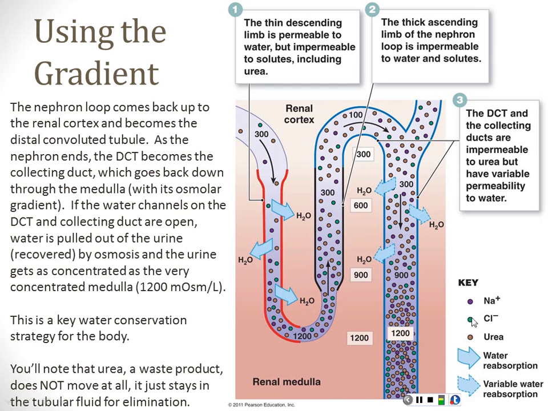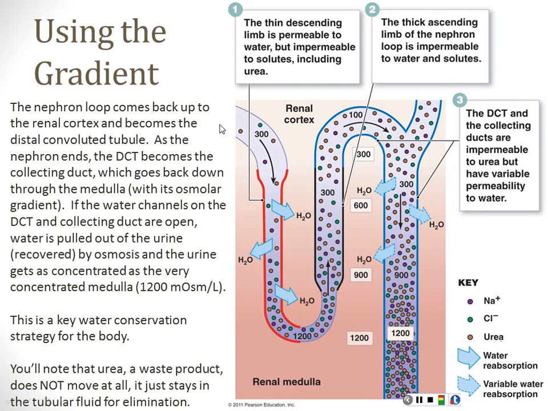So the purple circles are sodium. The green are chloride. You can ignore those because chloride is pretty much inert. And then the urea ones are in brown. And remember, urea is the waste product. That's what we want to get rid of. And in addition to urea, you could also add creatinine, ammonia, hydrogen ions as waste products too.